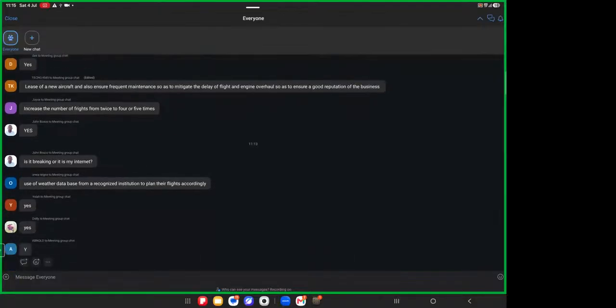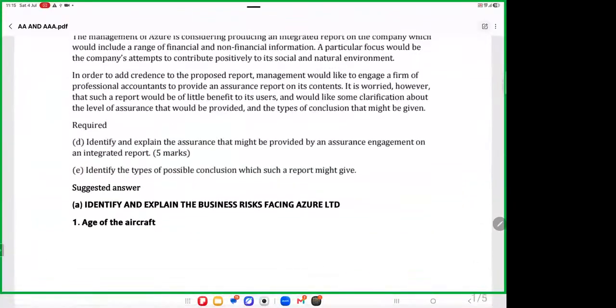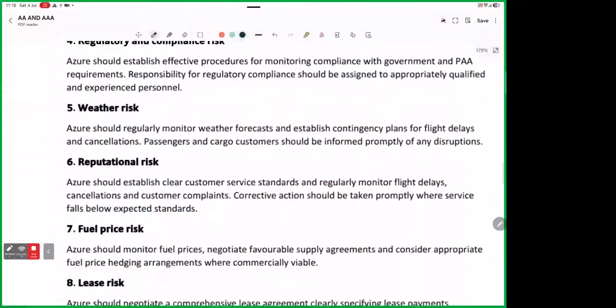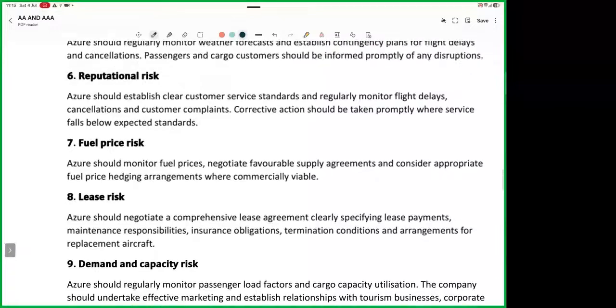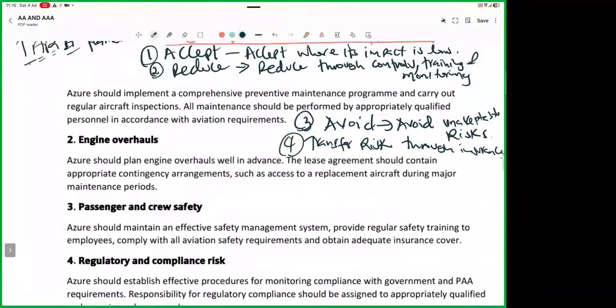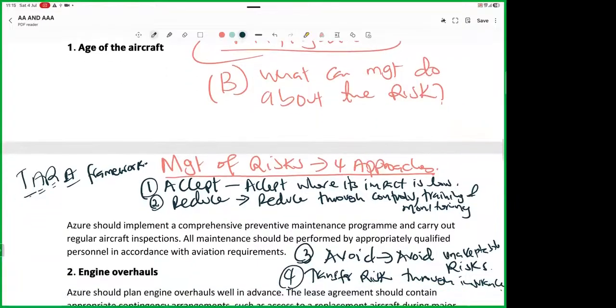Thank you so much. So, ladies and gentlemen, this question you must lay down. Describe how the risks that you have mentioned above will be managed and maintained at an acceptable level. So you must go to each risk you raised above. We start with the age of the aircraft.